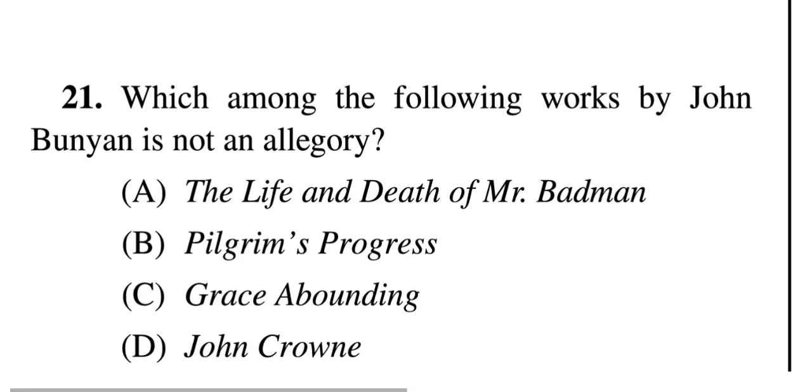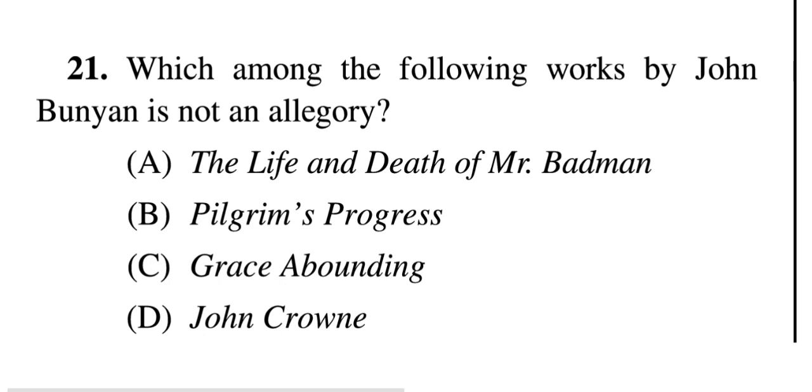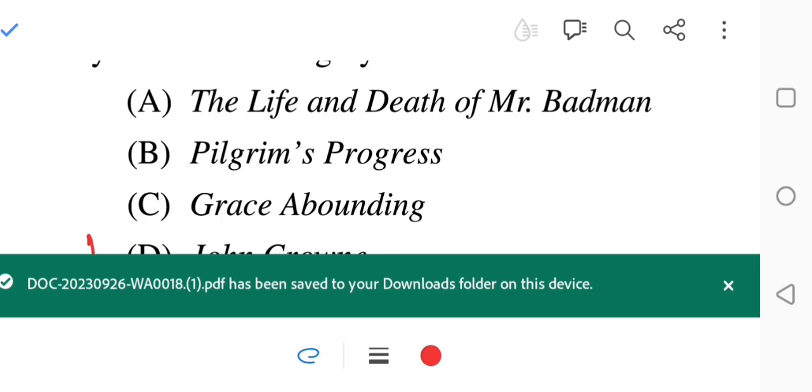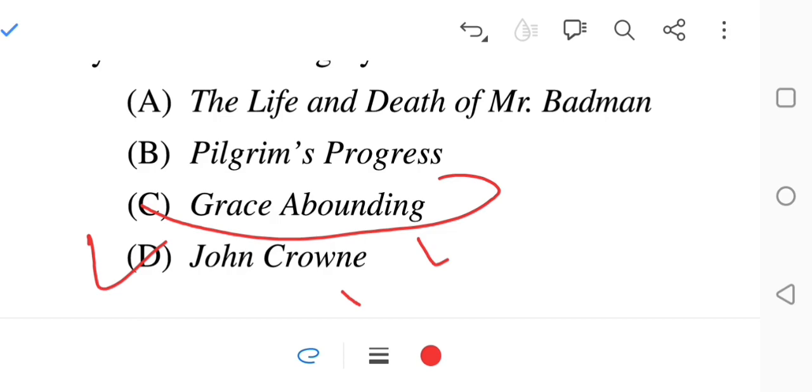The first question is 21. It says, which among the following works by John Bunyan is not an allegory? I hope you know what is allegory. So options are The Life and Death of Mr. Badman, Pilgrim's Progress, Grace Abounding, The Holy War. So the correct answer will be C, Grace Abounding. Grace Abounding is the correct answer.